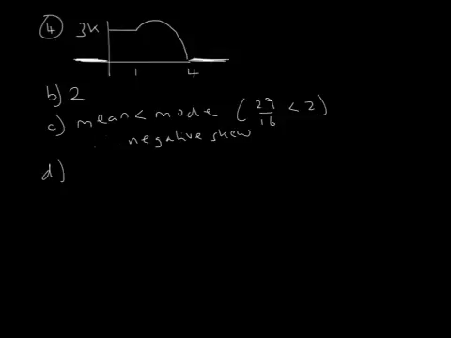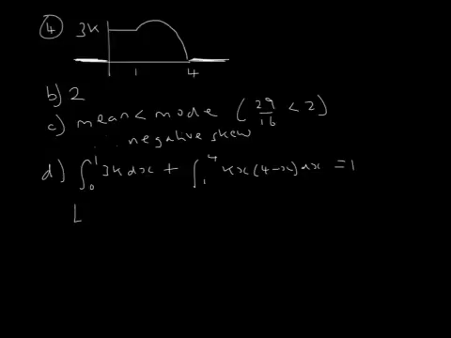In part D, we need to do some integration. So from 0 to 1, we've got 3k, and from 1 to 4, we've got kx(4 minus x), and that whole area has to be 1. Integrate 3k, that's 3kx. We've got to now integrate 4x, so that's 2x squared. Integrate x squared, that's a third x cubed. And that's between 1 and 4.